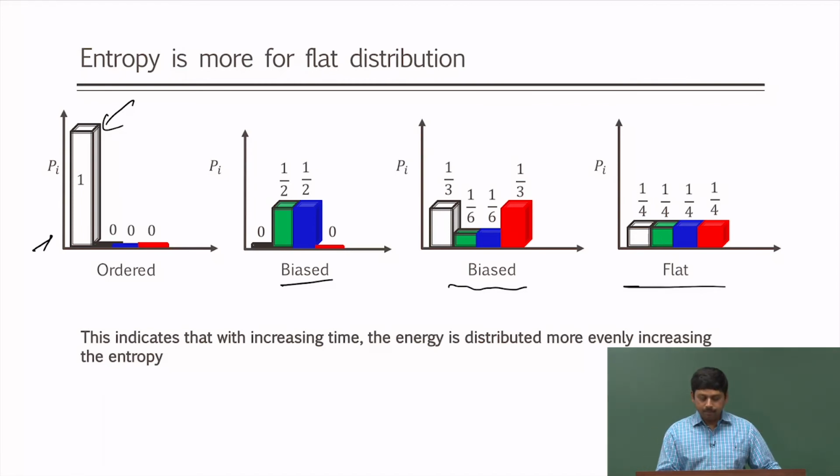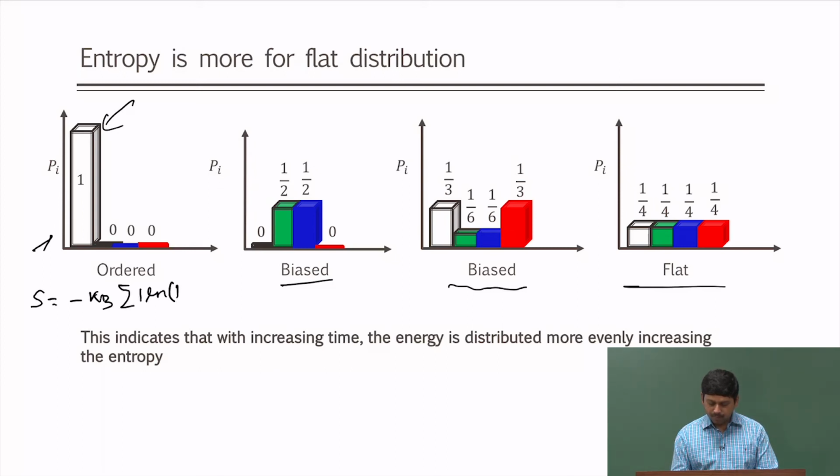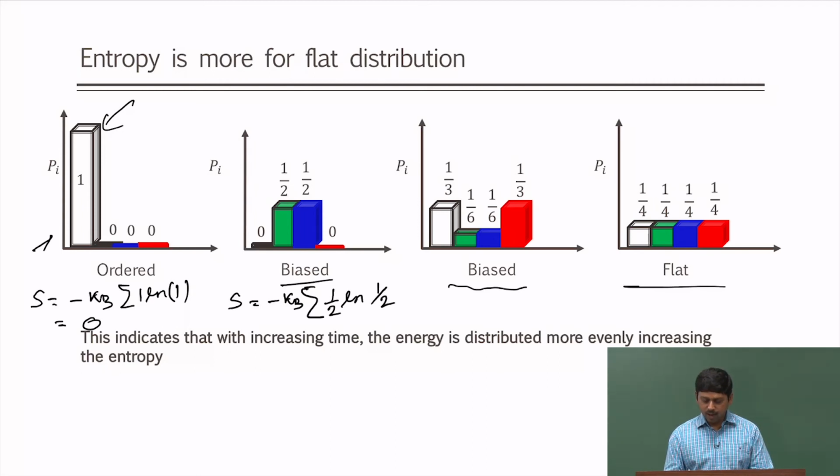Now let us calculate what the entropy values will be in all cases. In this particular case I have minus kb pi ln pi, which is 1 ln 1, and ln 1 is 0. So it will give me 0. In this case I have minus kb pi ln pi, where 2 pi's are 0. So I have only half ln half twice, half ln half and half ln half. So 1 ln half is basically kb ln 2, and ln 2 is how much? 0.693 kb.